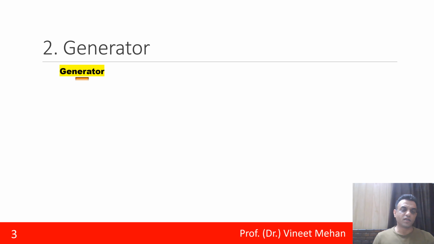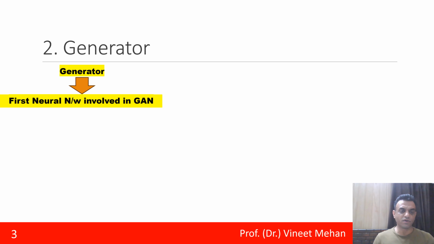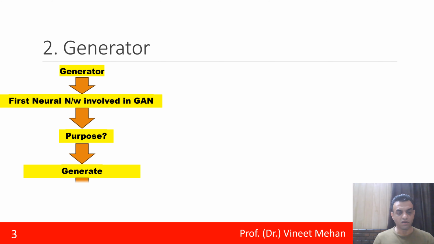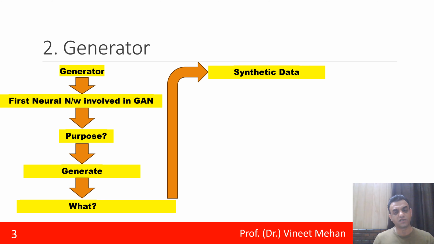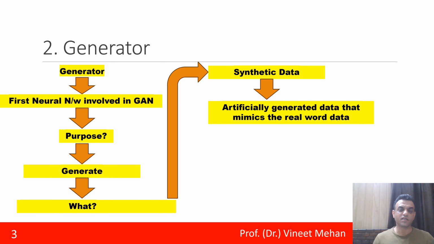Then the generator. Generator is the first neural network that is involved in GAN. The purpose of this is to generate. Now what will it generate? It will generate synthetic data. Now what is synthetic data? Synthetic data is the artificially generated data that mimics real world data.